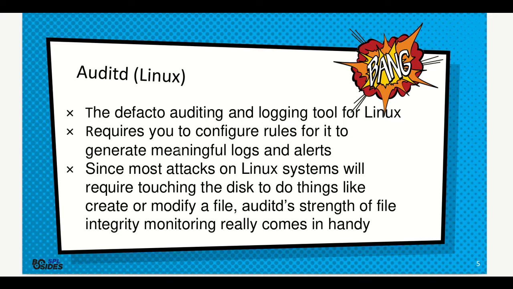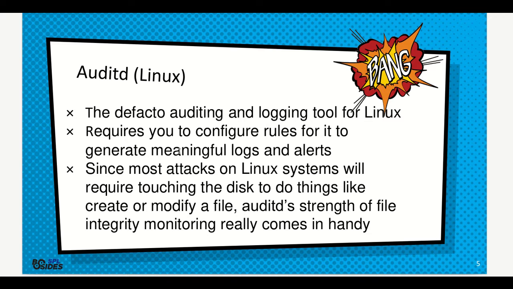I'll start with Auditd. Auditd is the de facto auditing and logging tool for Linux. It provides similar functionality to what the Security Win Event Log and Sysmon provide for Windows, and is equally dependent on the system's audit policy settings. Auditd requires a configuration of a set of audit rules to generate logs and alerts.